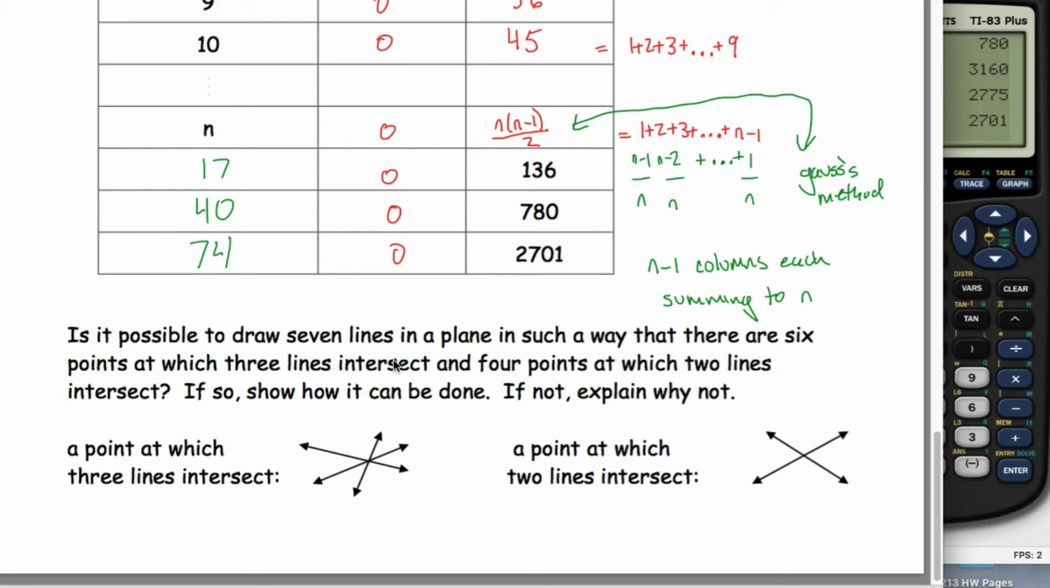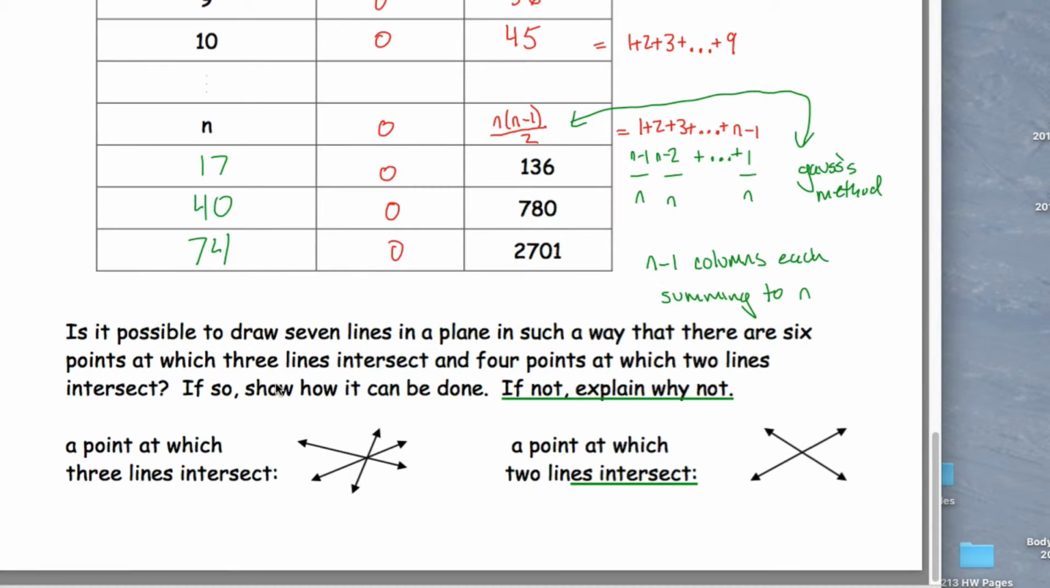Is it possible to draw 7 lines in a plane in such a way that there are 6 points at which 3 lines intersect and 4 points at which 2 lines intersect? If so, show how it can be done. If not, explain why not. Okay, so it turns out that this is not possible. There's probably a more clever way to show why it's not possible.